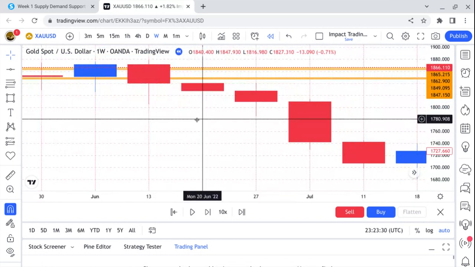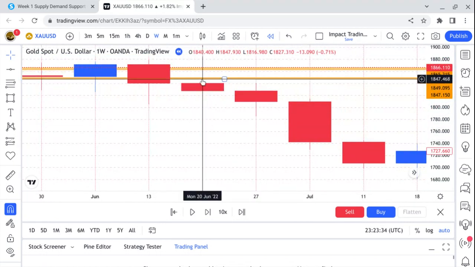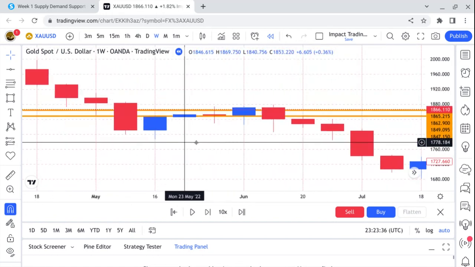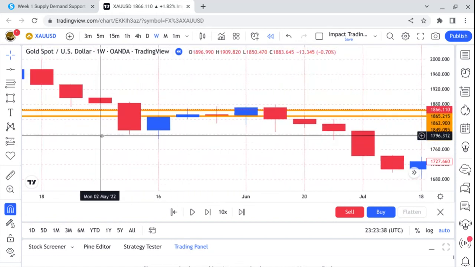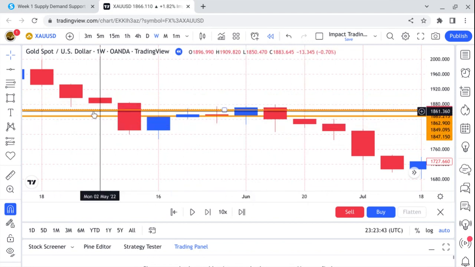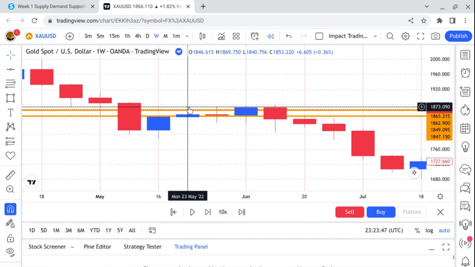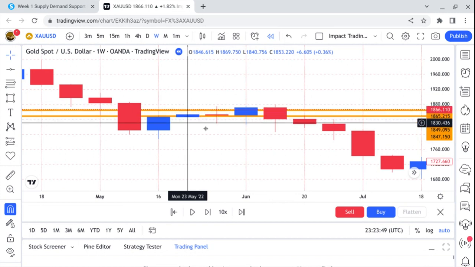Now, this is June 2020. We drew a line from June 2020. We drew a line from May 2022. I'm sorry, June 2022. May 2022 monthly. This is an agreement. May 23rd. These are highs, lows, opens, and closes.